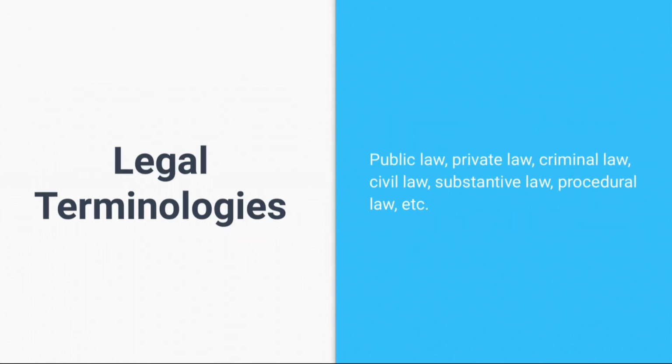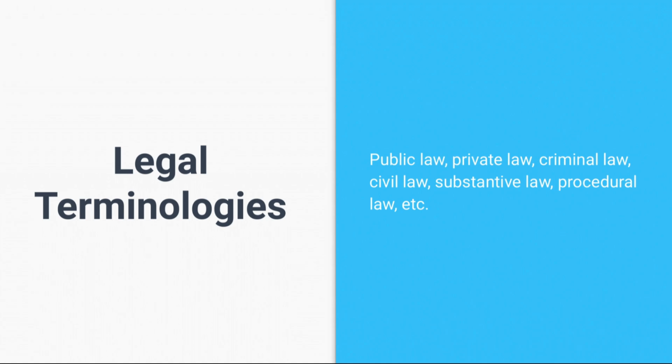Understanding various types of laws and their classifications is important in the study and practice of law. Public law governs the relationship between individuals and the state, while private law deals with relationships between private individuals or organizations. Criminal law involves laws related to crimes and their punishments. Civil law, on the other hand, covers disputes between individuals or organizations.